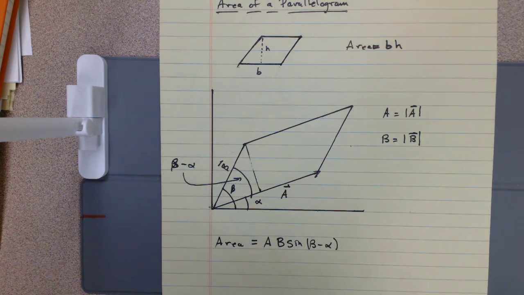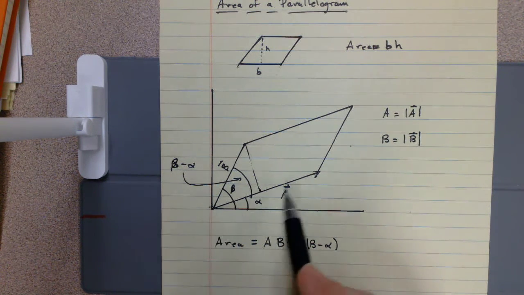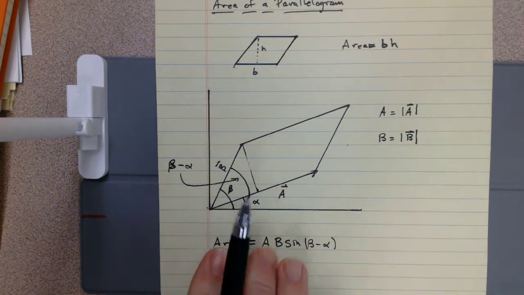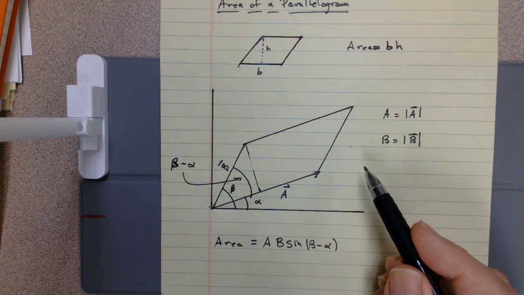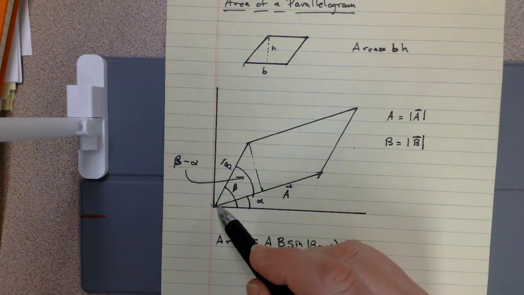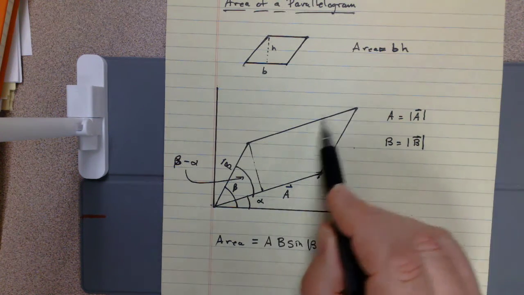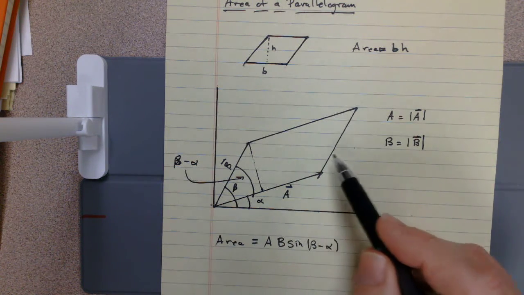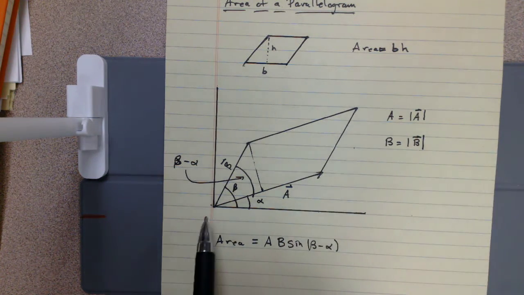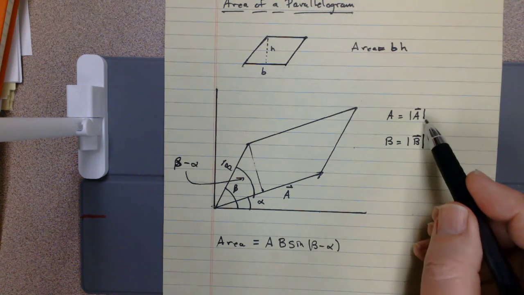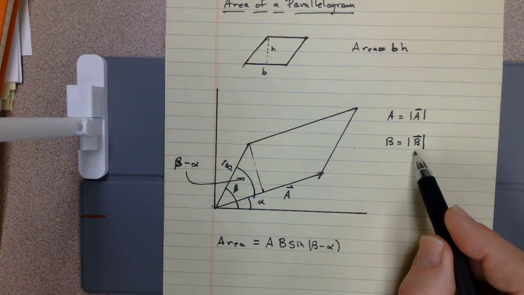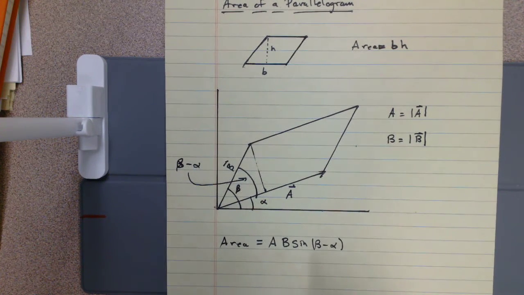If we come to a specific situation where we have two vectors that generate a parallelogram, we've got a vector A over here as one side and a vector B over here as the other side, and this vector through the middle is A plus B. Then this is the parallelogram that's generated by A and B. Let the length of the vector A be equal to a and the length of the vector B be equal to b. We can calculate the area like this.